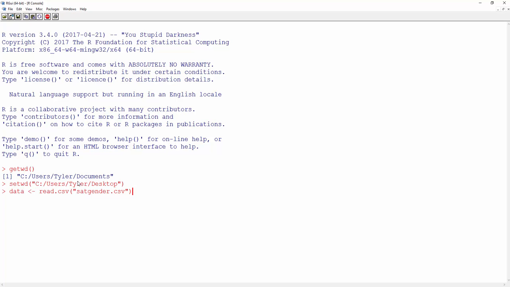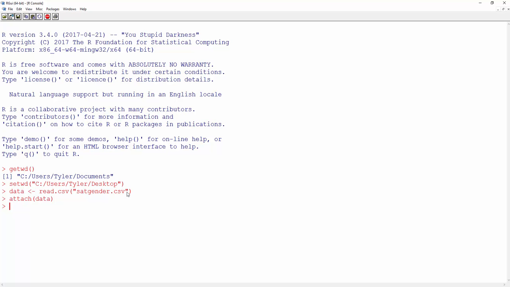So I can type in data, telling it that I have a CSV file, and this is my file name, and that should be in quotes. Hit enter, and nothing here is good. So now I go to attach my data. I'm telling R, hey, please use this data. I told you where the data is. Now I'm telling you that I want to use it to do statistical work.